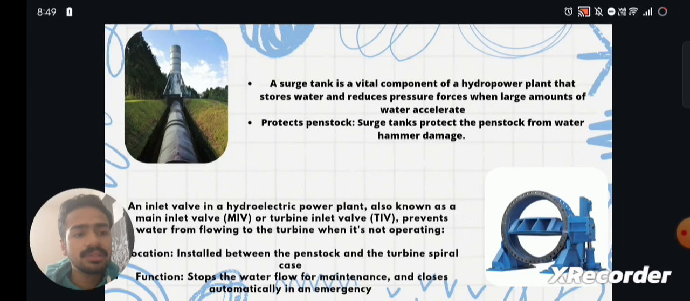The picture shown on the right side is an inlet valve. In a hydroelectric power plant, the inlet valve, also known as a main inlet valve or a turbine inlet valve, prevents water from flowing to the turbine when it's not operating. Installed between the penstock and the turbine spiral case. Function: stops the water flow for maintenance and closes automatically in an emergency.